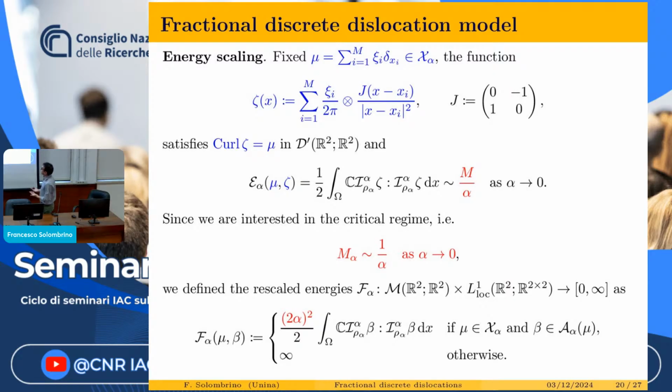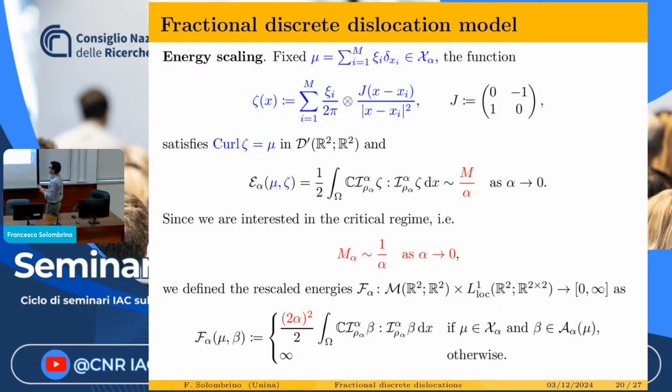This you can do. So if you take a discrete dislocation measure, you can explicitly construct some competitors. You can calculate the associated energy. It is now a finite one, and it is of order 1 over alpha. If you have m dislocations, the energy associated to all of them is of order m divided by alpha.